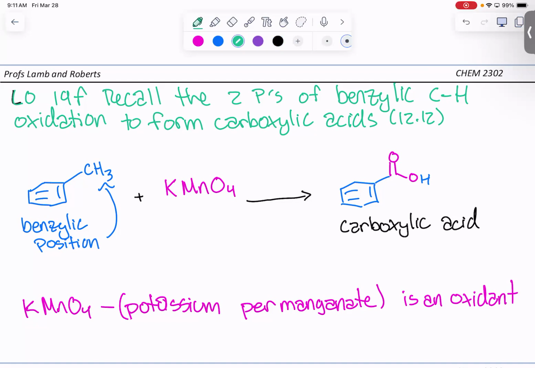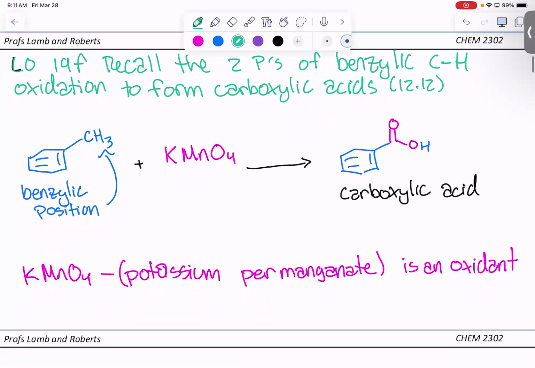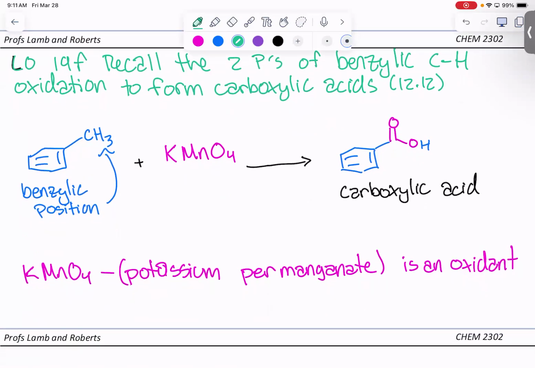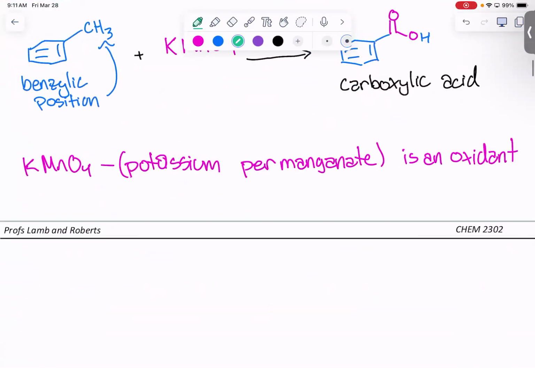All right, so we've already seen this before. No need to really dive deep here. We just want you to know this reagent so you know how to make a carboxylic acid, and we've learned a few other reagents to do that as well in this class.